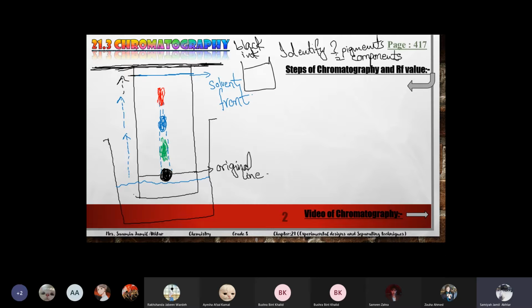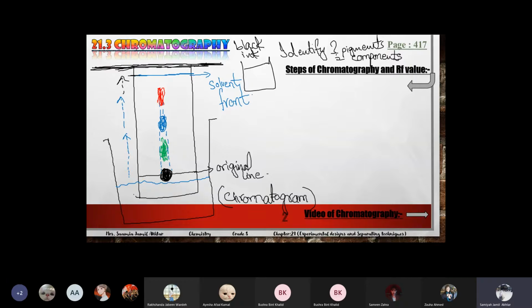Then we'll take out the filter paper and dry it by using a dryer or oven, or we'll let it dry in open air also. After drying, this filter paper is known as chromatogram. The filter paper name is changed to chromatogram because we have performed chromatography on it. So now it is called chromatogram. This is also one more term which we use.